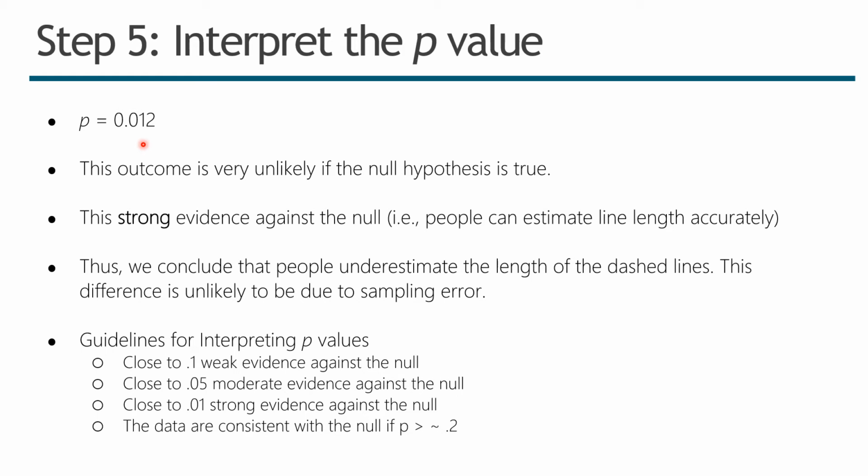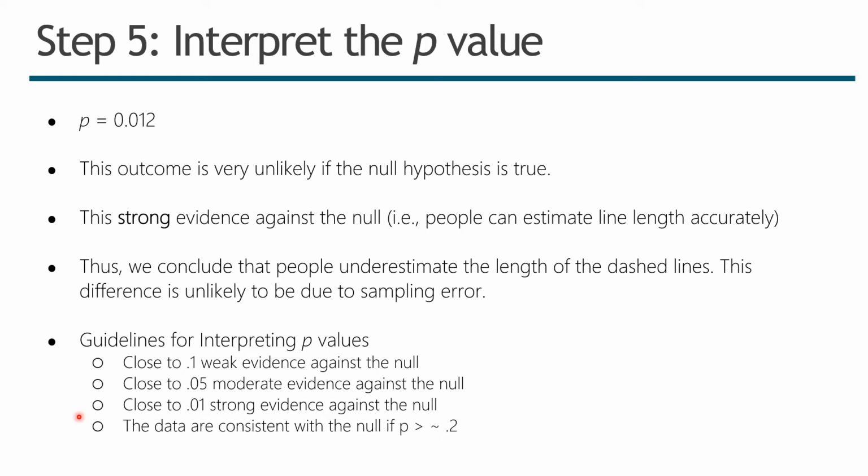The sample mean was lower than 10. And that difference that we're observing is unlikely to be due to sampling error. It seems like people are really misjudging it, and they're biased in a way that makes us underestimate the length of those lines. So when you're interpreting p-values, we want to think of them as continuous values that range between 0 and 1. The lower they are, the closer they are to 0, the stronger the evidence is against the null hypothesis.